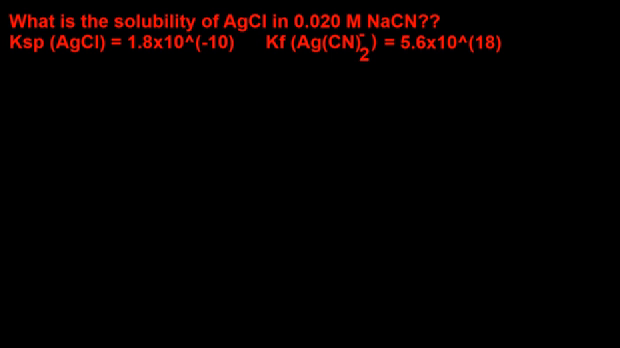Hey guys, so here's an example of a complex ion or common ion equilibria. In this case, we're going to be adding silver chloride to a solution of sodium cyanide, and the silver chloride should be more soluble than normal because the silver is going to complex with the cyanide to form silver dicyanide.